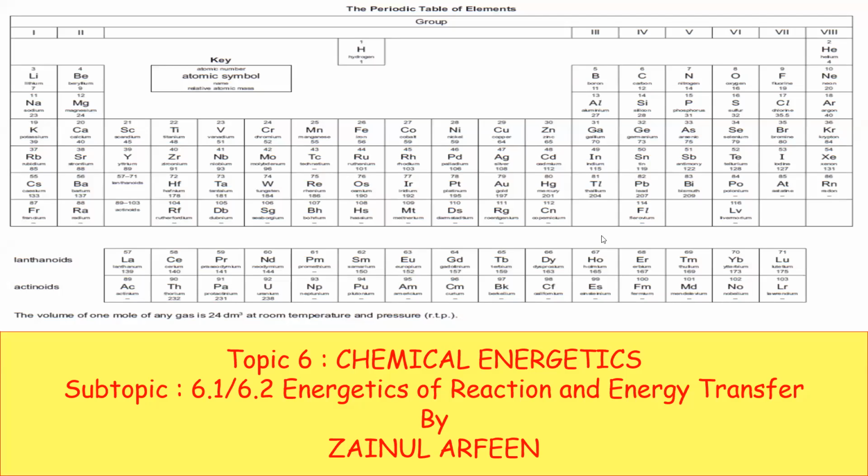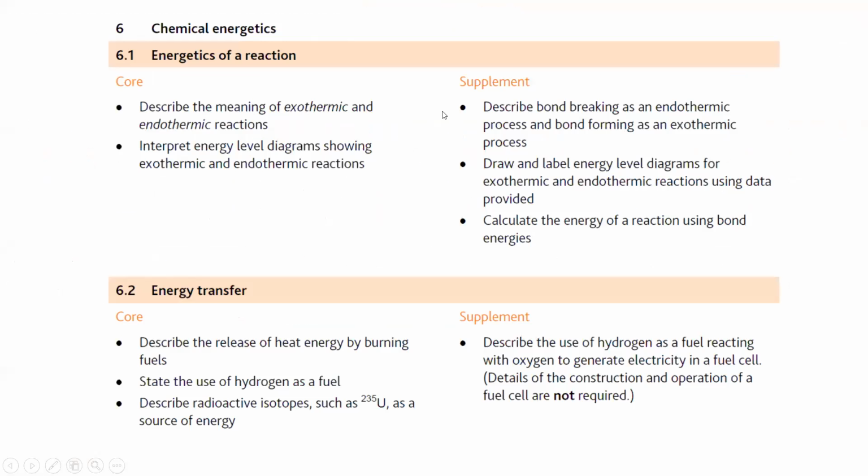So topic 6, which is about chemical energetics. In this chapter, we'll discuss the chemical energy change during a chemical reaction. So in terms of energy, we divide the reactions into two categories. These are the learning objectives. So it's a very short topic.